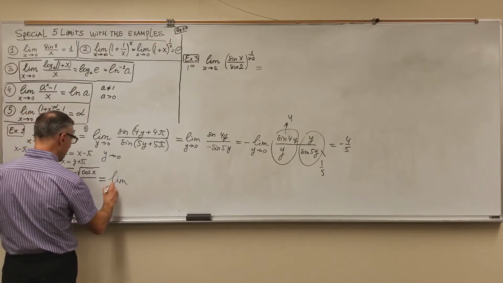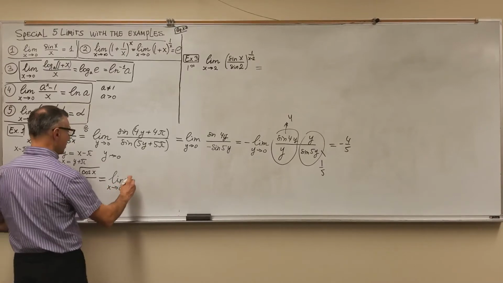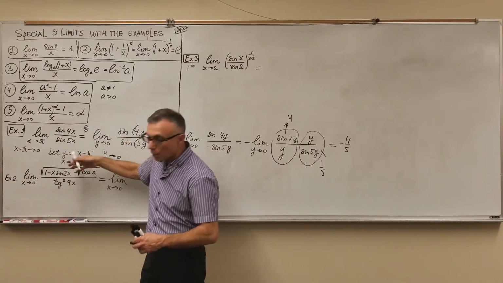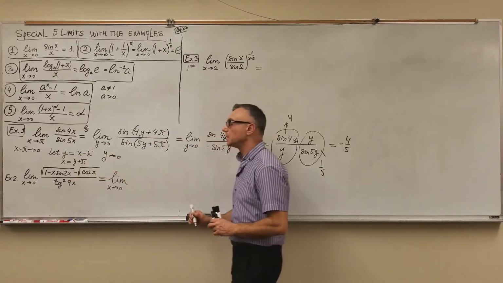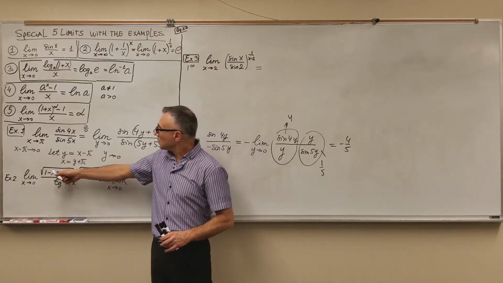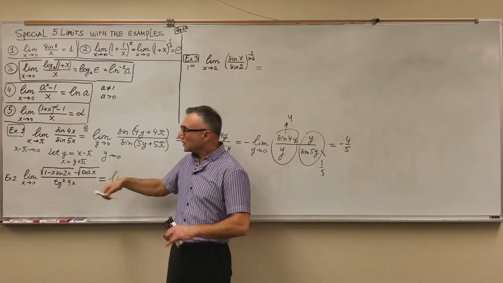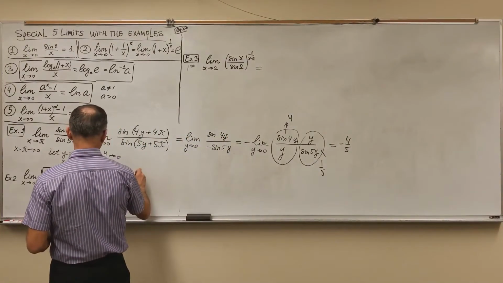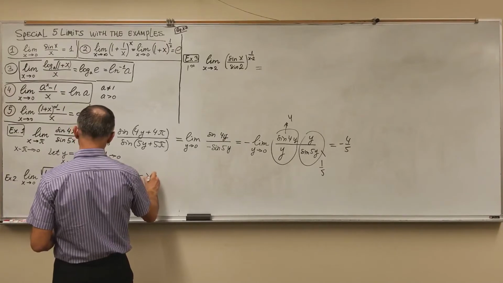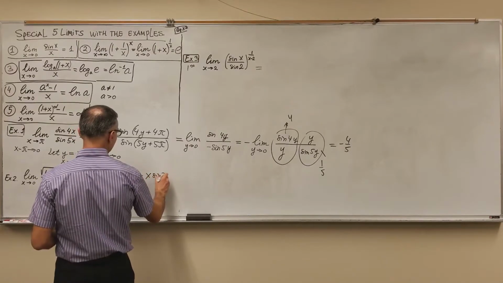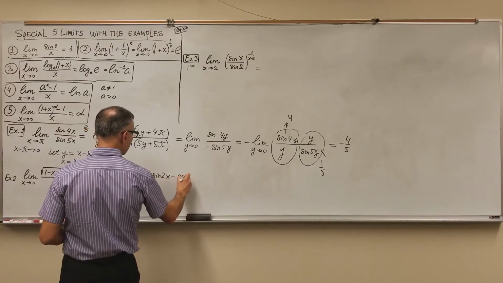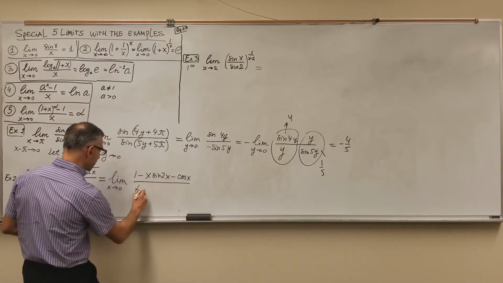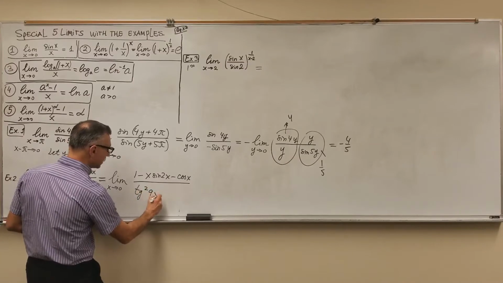It's a limit, x goes to 0. If I multiply by the sum of those roots, both numerator and denominator, the numerator will be the square of that minus the square of that. The radicals will be cleared. And I will have just 1 minus x sine 2x minus cosine x over tangent squared 9x.